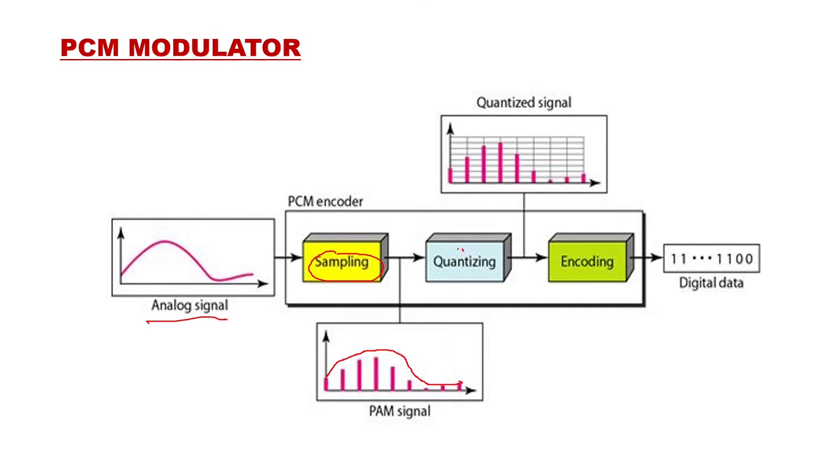Then you have quantization happening. Quantization will see that these samples are superimposed with the standard levels, which have rounded off values. And those rounded off values will be converted into binary bits by the encoder here.